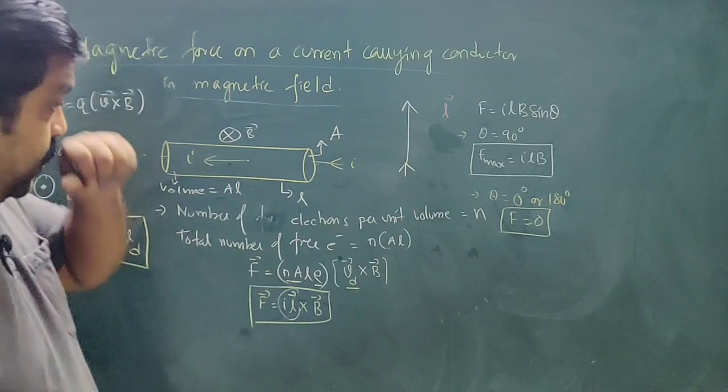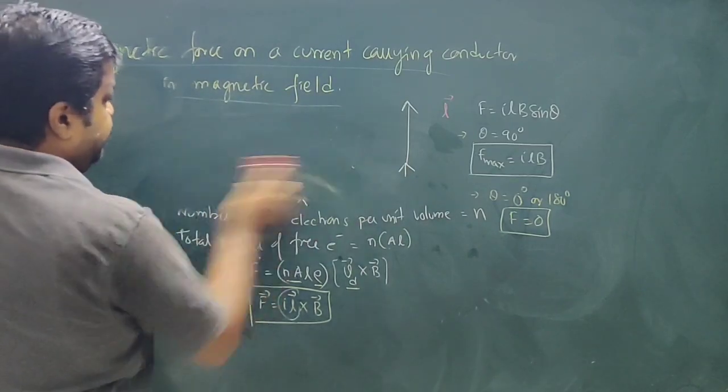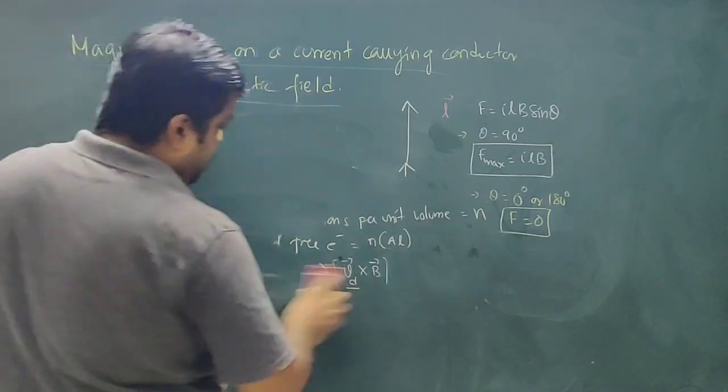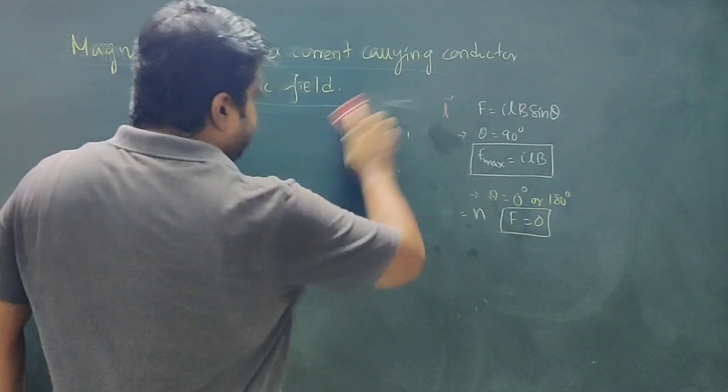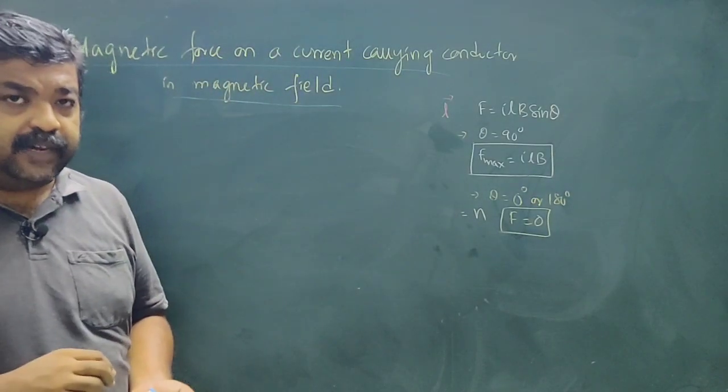Now another important thing is, see here this L is a vector quantity. It implies one thing: it has a direction, and the direction is in the direction of flow of current.